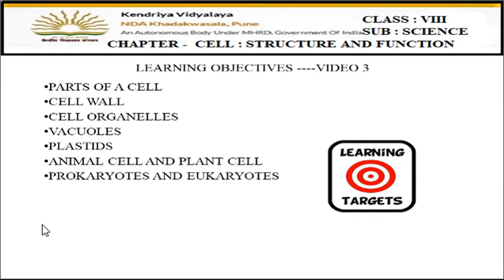We are continuing with the chapter Cell, Structure and Function. In the previous session, students, we have completed the history and discovery of the cell, then some parts of the cell like nucleus, cell membrane, cytoplasm, and chromosomes. Now, in this video session, we are going to cover the cell wall, cell organelles, vacuoles, plastids, the difference between animal and plant cell, and the difference between prokaryotes and eukaryotes.